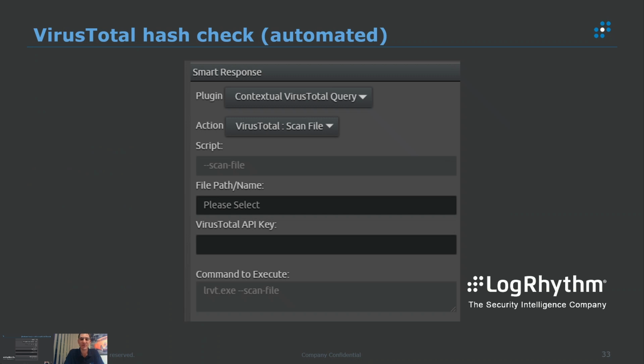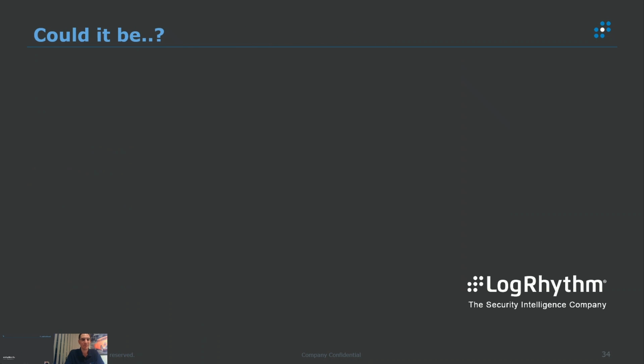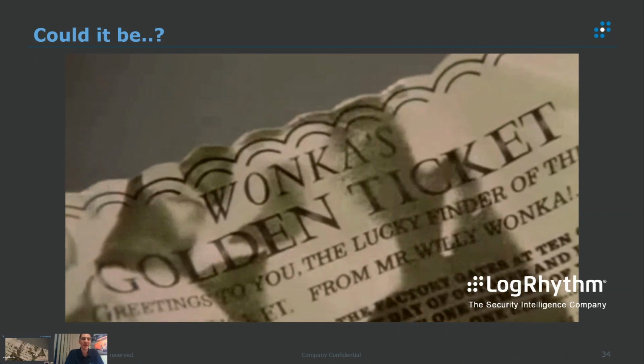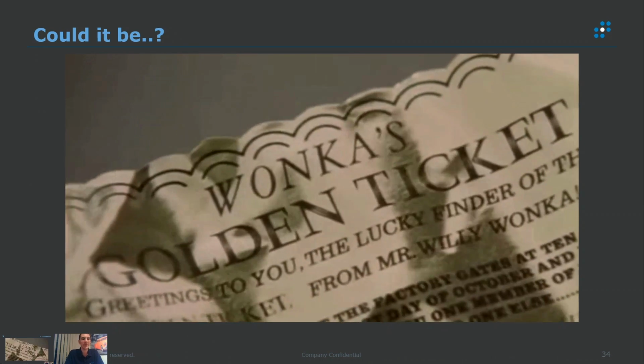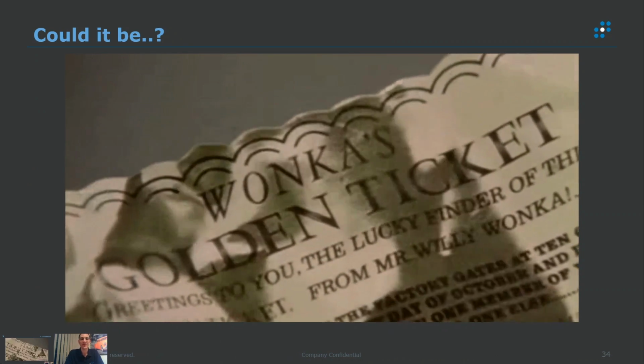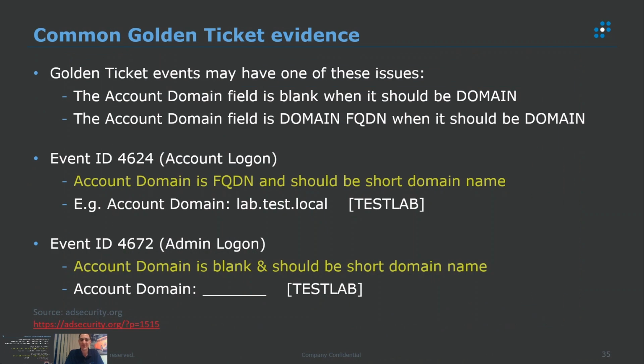We can integrate out of the box with VirusTotal, and if we saw a future occurrence, for instance, of this type of activity, we can get the Smart Response to automatically go out and do the lookup and query against the VirusTotal database. So potentially at this stage, we know a little bit about Mimikatz, or we may know lots about Mimikatz. So it could be a golden ticket or a silver ticket or a Kerberoasting type of attack.